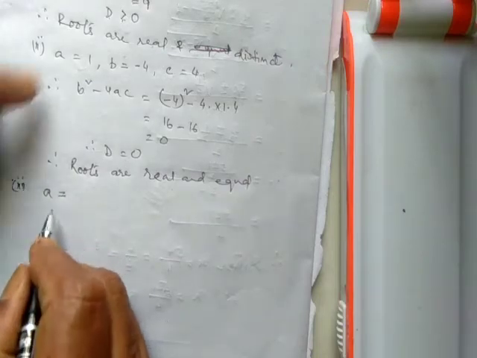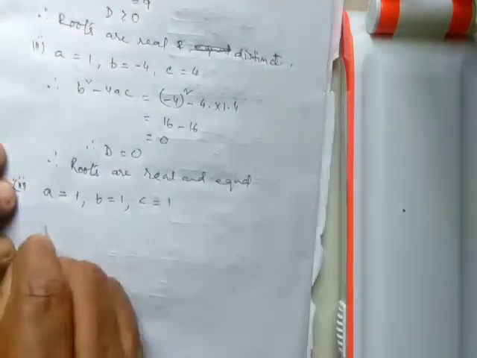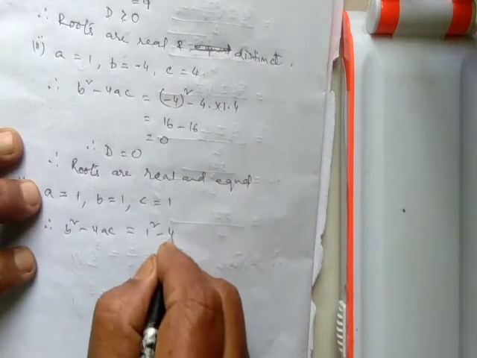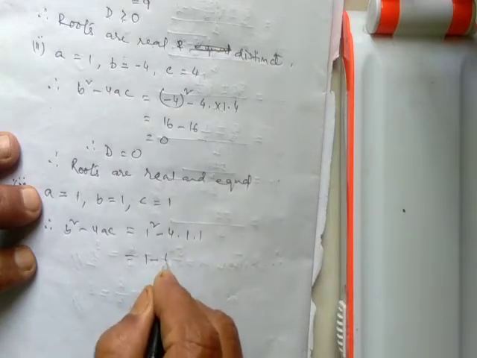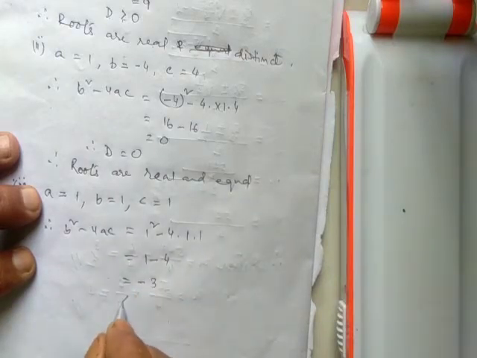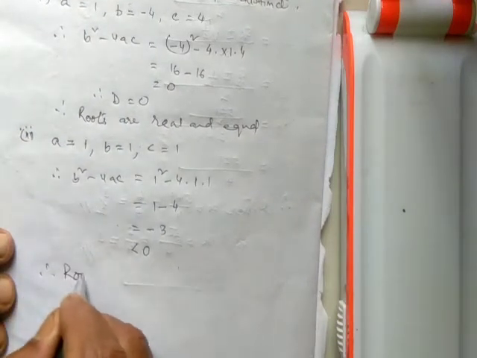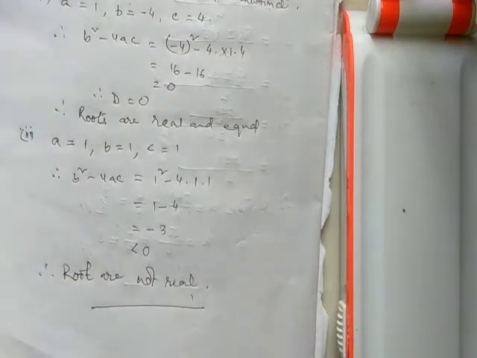Third one, equation 3, a is equal to 1, b is equal to 1, c is equal to 1. Therefore b square minus 4ac is equal to 1 square minus 4 into a into c, which is 1 minus 4 is equal to minus 3. This is less than 0. Therefore roots are not real. So this is how we can determine the nature of the roots, whether it is real or distinct or equal or unequal.